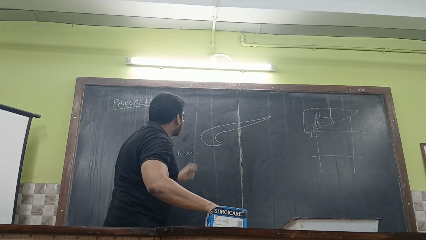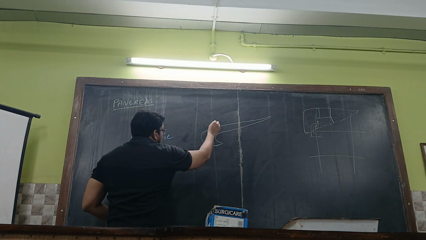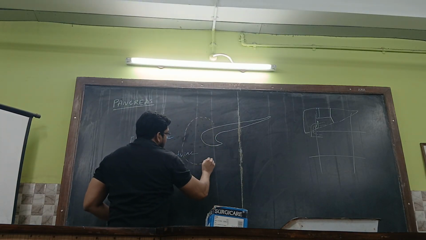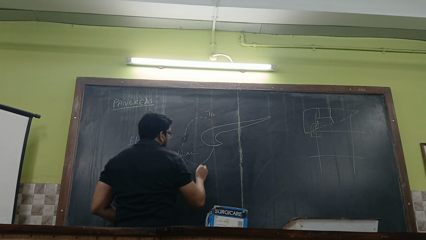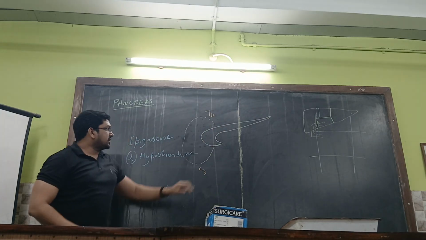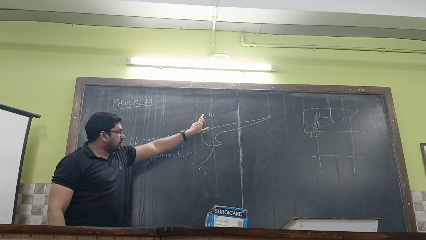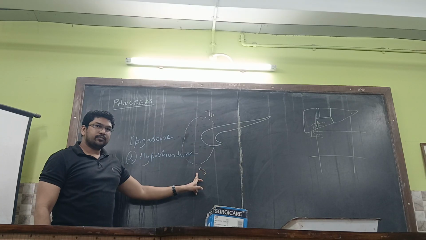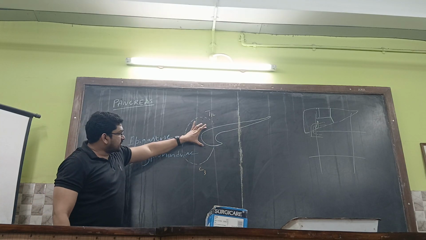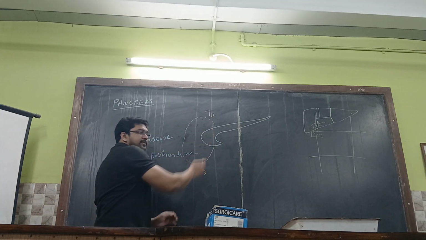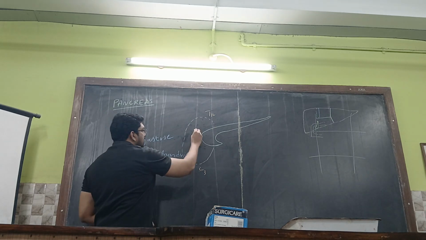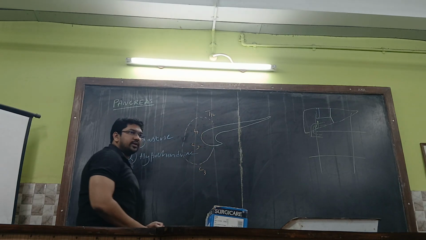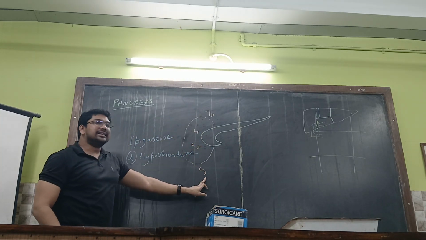So kidney will be extending in between T12 to L3. We think that pancreas is also extending in between T12 to L3? No, obviously. The head of the pancreas will be situated in between L1 and L2 over here. T12, L1, L2 and L3 over here.